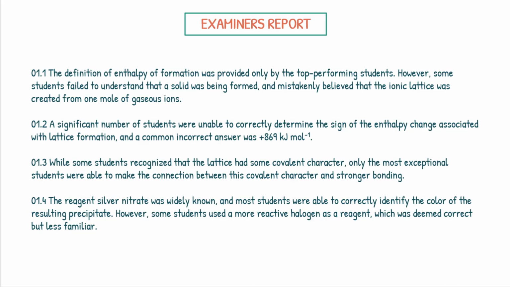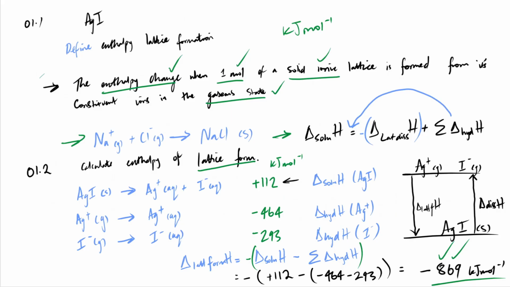Okay, right, 1.2 then. So a significant number of students were unable to correctly determine the sign of the enthalpy change associated with lattice formation. And a common incorrect answer was the same thing, but just positive. So let's go back to our diagram here. Now, as I said, you can use energy cycles for this if you find that's the best way to do it. If you really find it difficult to rearrange equations and wrap your head around that, that's fine.